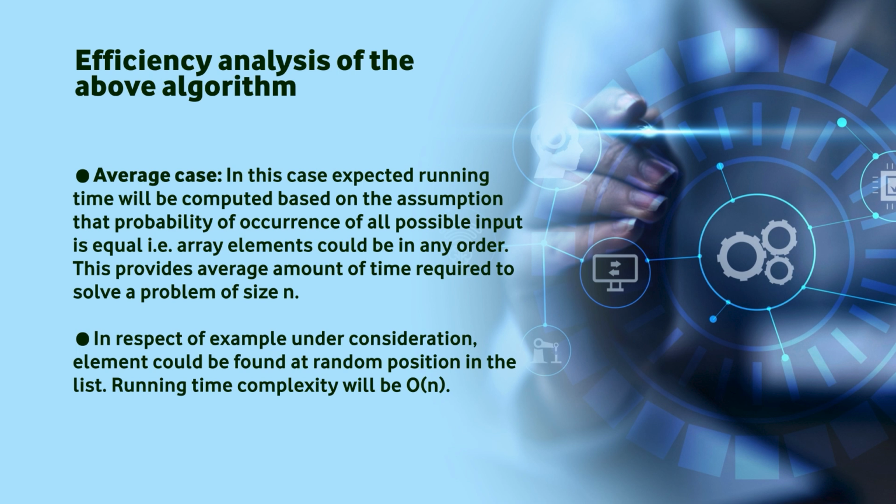It gives minimum running time for an algorithm. In respect of the example under consideration, the element to be searched is found at the first position in the list. So, if we have n elements in the list and the element which we want to find is present at the first position, that means whatever the size of the list, we can find it in constant time, that is order of 1 time. So, the running time complexity in this case for linear search is big O of 1.